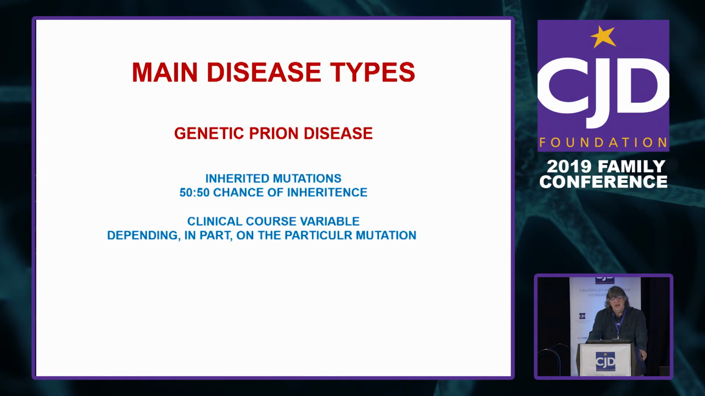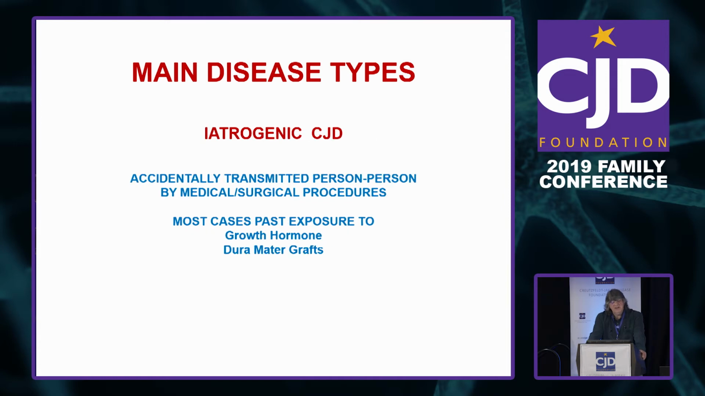So the main disease types, I'm not going to talk about all of them, but genetic prion disease is due to inherited mutations. If your parent has the gene, you have a 50-50 chance of inheriting it. The clinical course is variable, and it depends in part, but not entirely, on the particular mutation. Iatrogenic CJD is a terrible accident where people have acquired disease by medical or surgical procedures. In the past, most cases were due to growth hormone and dura mater grafts.